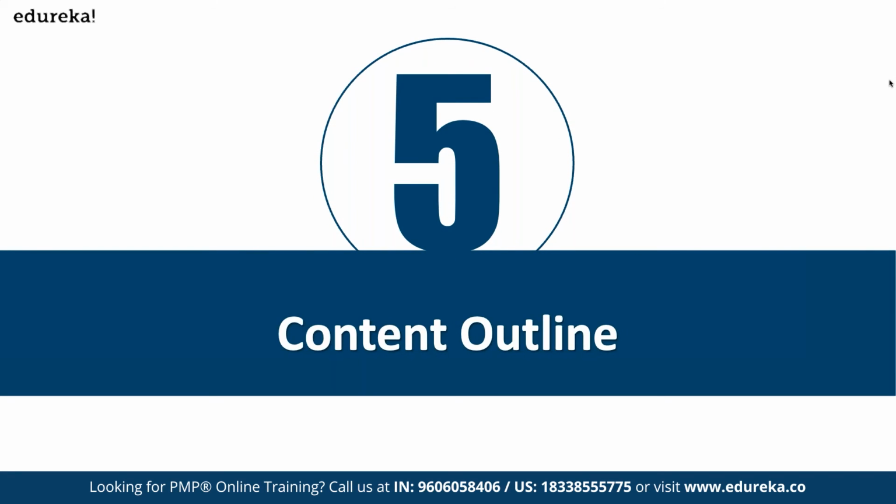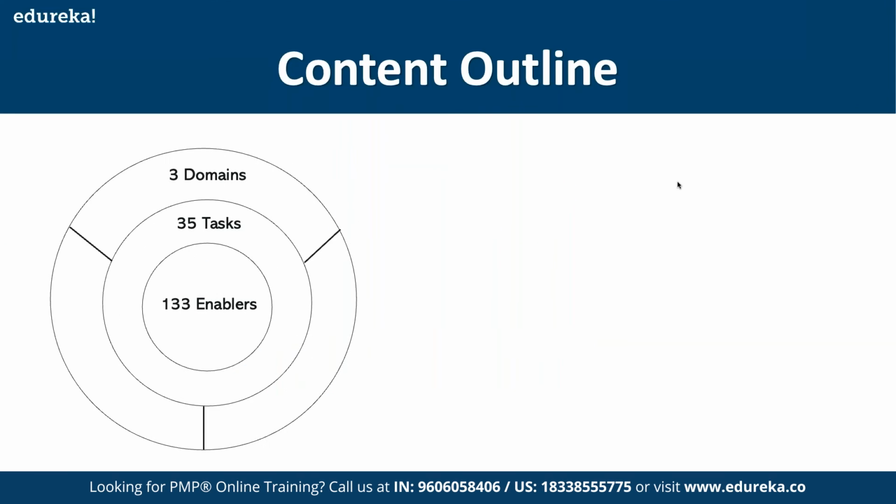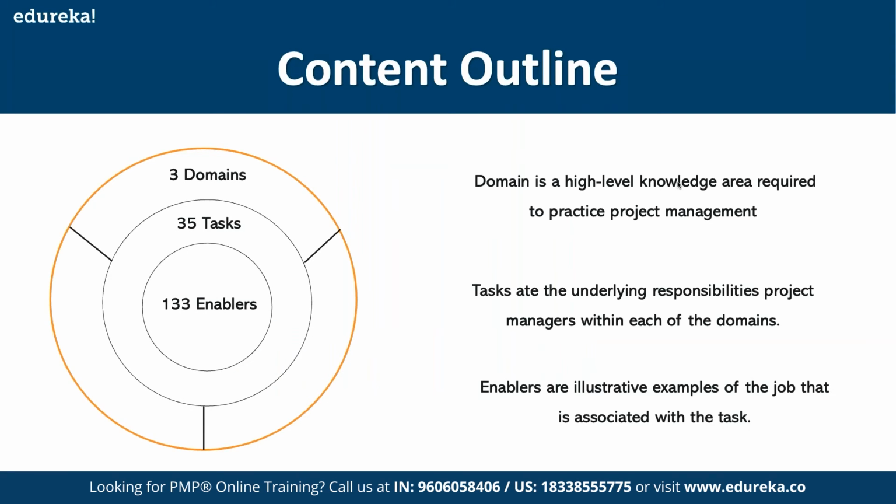Now, in terms of the content outline, you are going to have 3 domains, 35 tasks, and 133 enablers. So a domain is like high level knowledge, where we need to have good hands-on knowledge of project management itself. And then we have tasks which simply aid the underlying responsibilities of project managers within each domain. And enablers are like the examples of the job that is associated with the task itself.